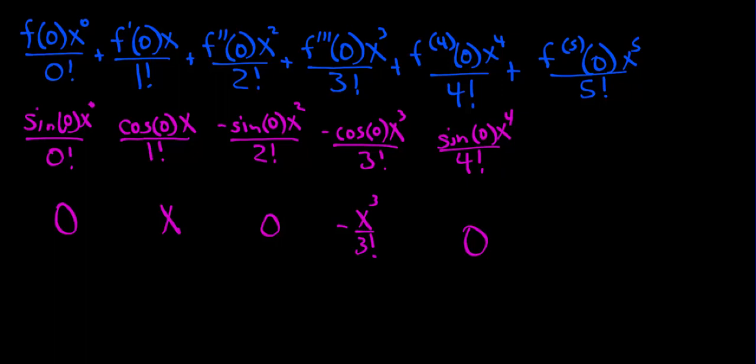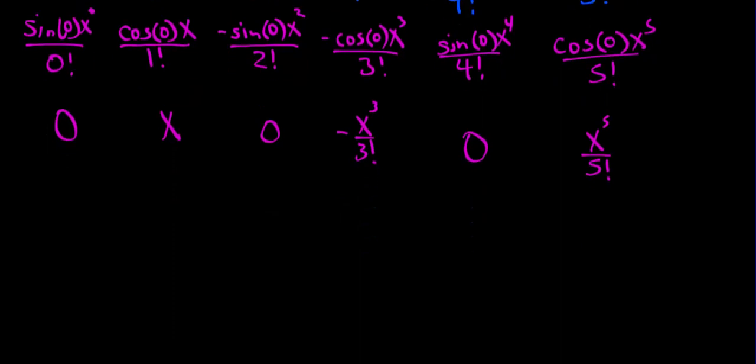The derivative of sine is cosine. So we've got cosine of 0, x to the fifth over 5 factorial. And you can see that cosine of 0 is 1, so we've got x to the fifth over 5 factorial. And we start to see the pattern here. Notice we have x minus x cubed over 3 factorial, I'm taking out these zeros, and then plus x to the fifth over 5 factorial.